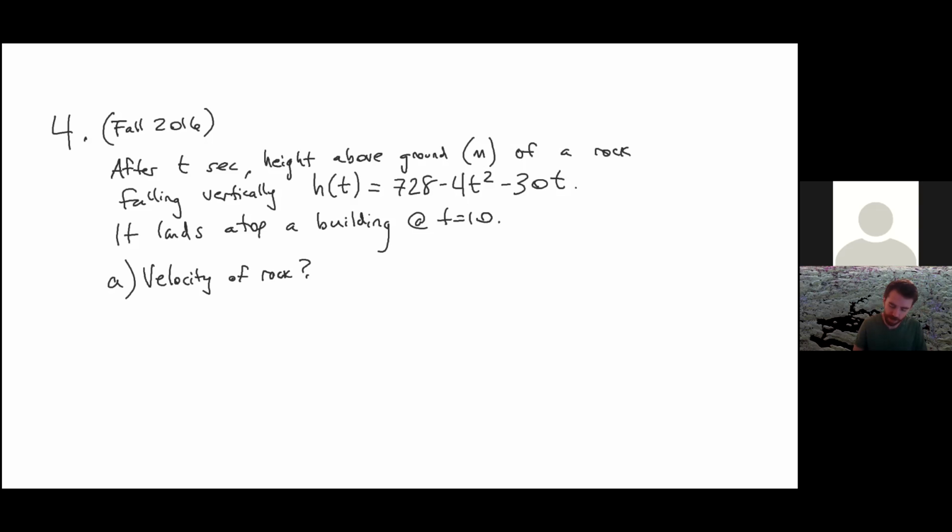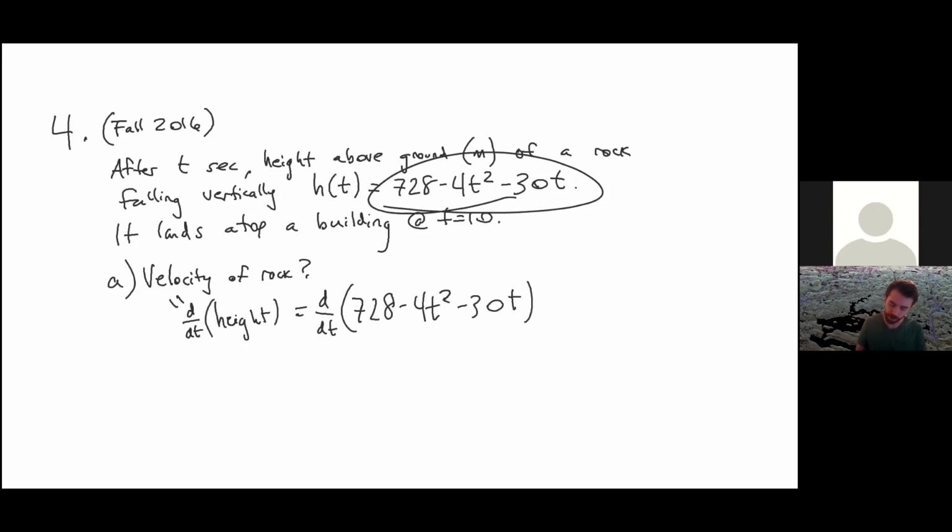Well, velocity is the derivative of position. In this case, position is height. Okay, so the derivative of 728 minus 4t squared minus 30t, this thing. Well, the derivative of 728 is 0. The second term would give me a negative 8t. The final term would give me a negative 30. So that's my velocity. Awesome, just take the derivative.